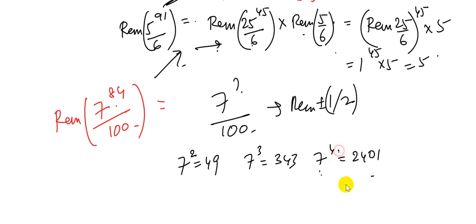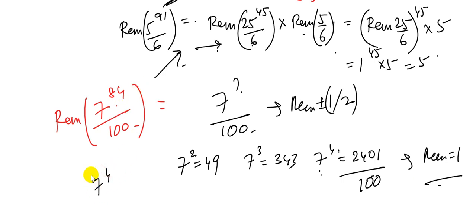So, 7 to the power 4 divided by 100 will give you a remainder of 1. So, this is 7 to the power 84. You can write this as 7 to the power 4 to the power 21. This number divided by 100 will give you 1. So, this is 1 to the power 21, which is 1.